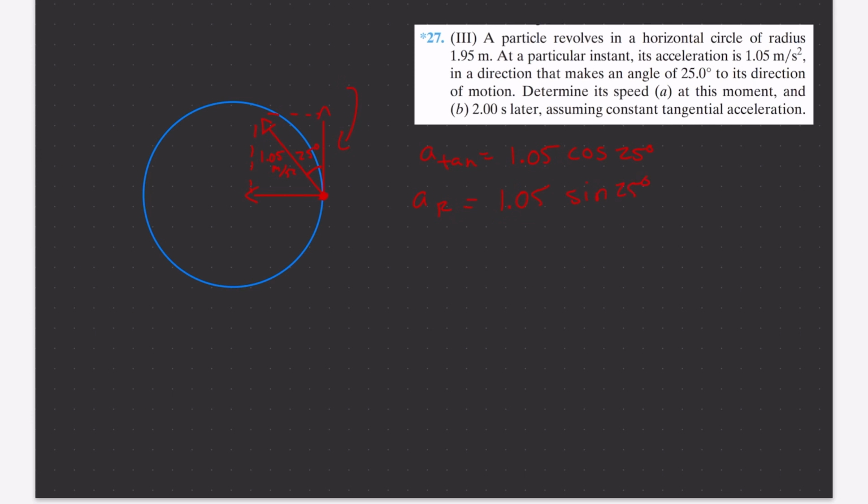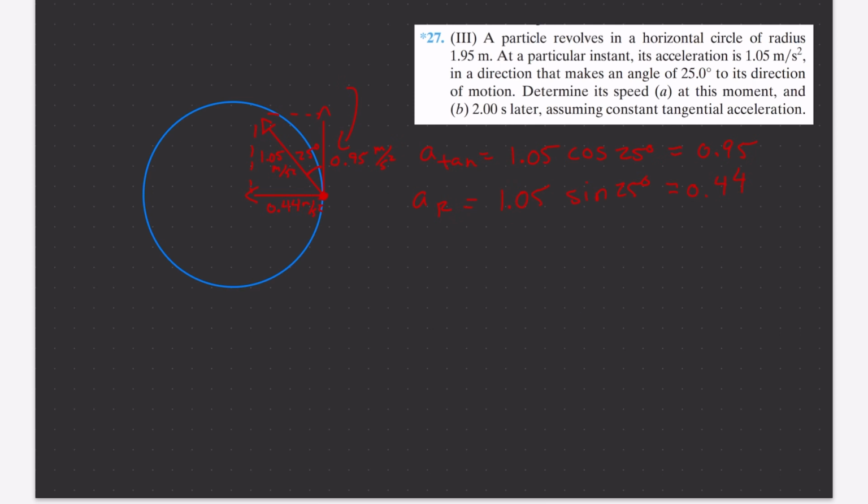We're going to use both of these for this problem for the two different speeds it's asking for. So let me go ahead and calculate them really quick. 1.05 cosine 25 should give me about 0.95, and then 1.05 sine 25 should give me about 0.44. So I can go ahead and label 0.44 meters per second squared, and then right here 0.95 meters per second squared. It's a little bit messy, but you can see that my diagram is labeled.